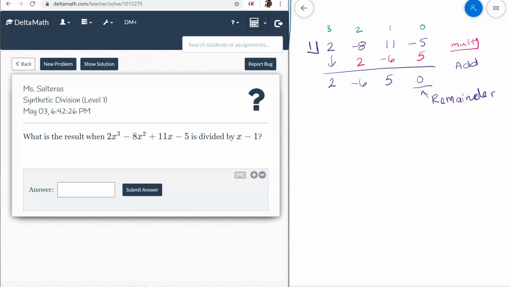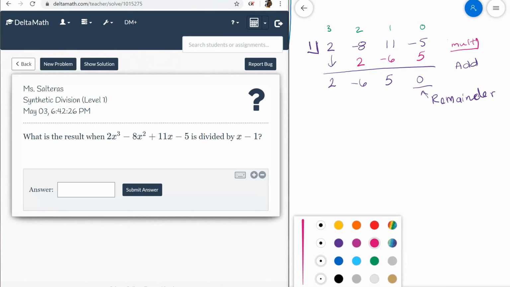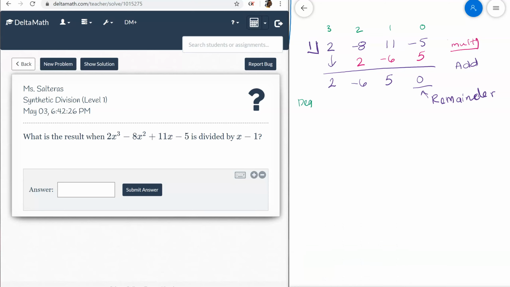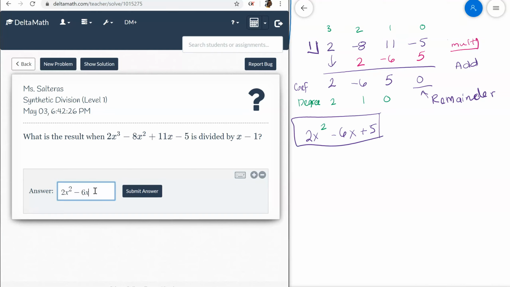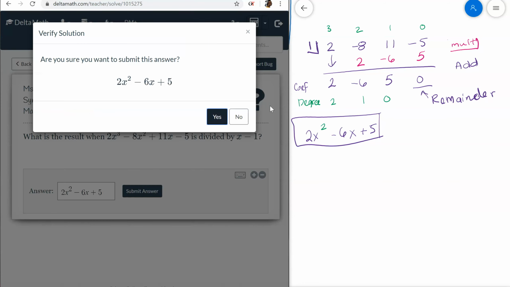So again, let's rewrite this. You start with a degree of 3, so this would be your degree 2, 1, 0, and these are your coefficients. So we have 2x, your first degree is 2, and then minus 6x, the degree is 1. You don't need to write the 1, all right? And then plus 5. That is your final answer. We're going to plug that in: 2x squared minus 6x plus 5. Submit answer, press yes.